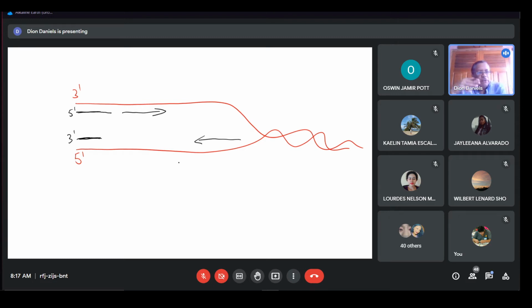So it doesn't have to do with top or bottom, Lourdes, but rather where you have these labels 3', 5'. That will indicate which one is the leading strand and which one is the lagging strand. Is that clear? Yes, it's clear. Thank you. Okay. Any other questions?